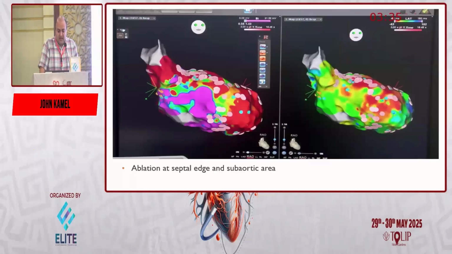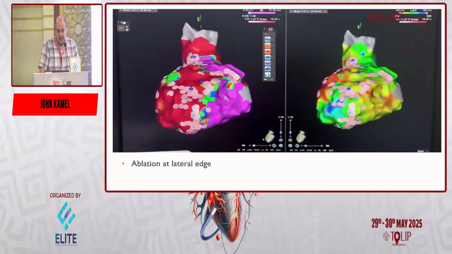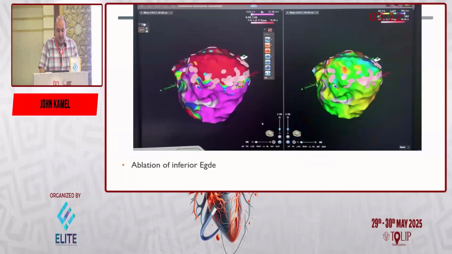And finally, I almost ablated in every edge of the patient. Ablation at the septal edge and ablation at the lateral edge and even ablation of the inferior edge. Almost, what is called, I surrounded all the edges of the scar. And I was happy because I think I did my best.